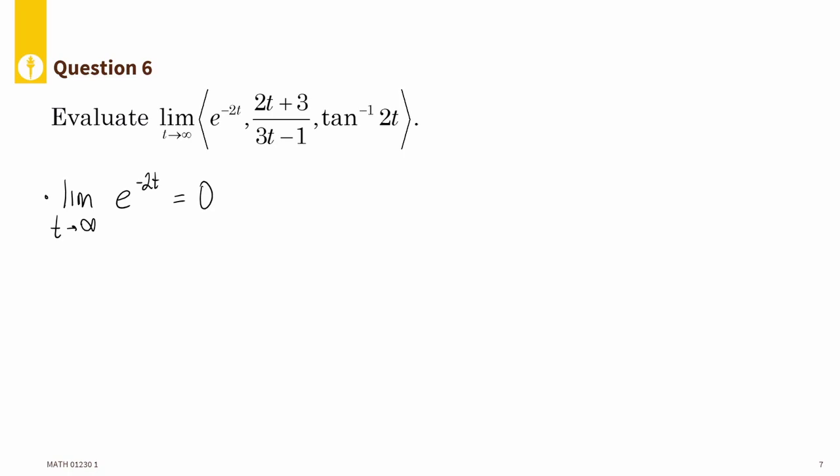e to the -2t, isn't that the same as 1 over e to the 2t? What happens to 2t as t goes to infinity? What happens to e as you raise it to a much larger power? It's also going to keep getting larger. What's 1 over a larger and larger number? 0.